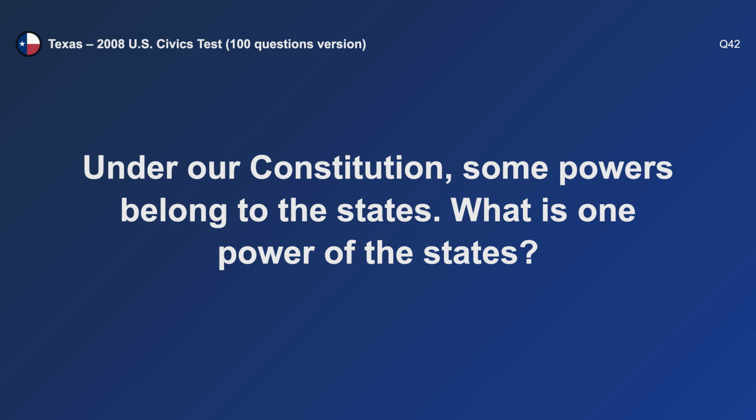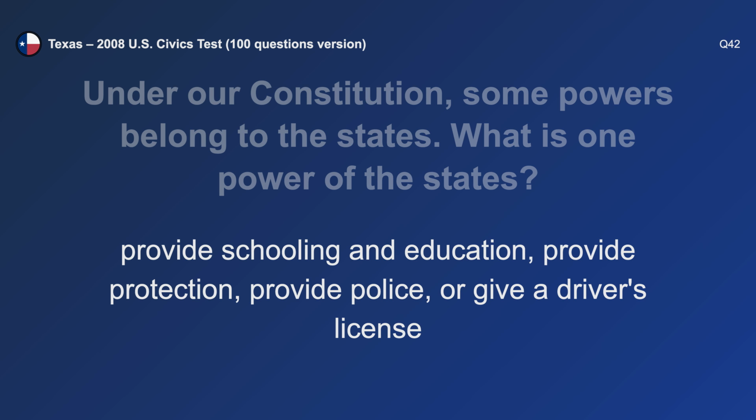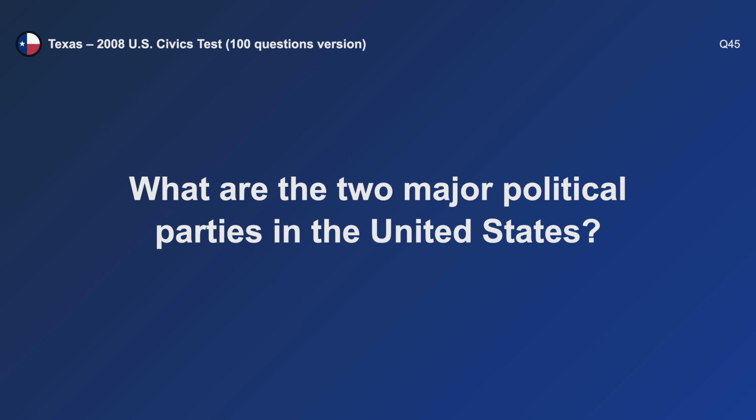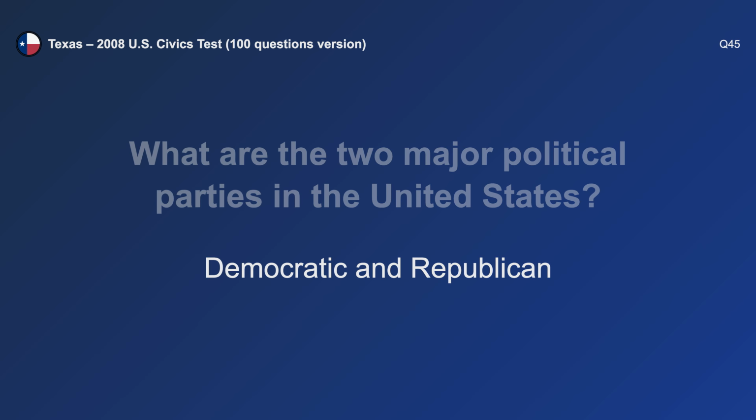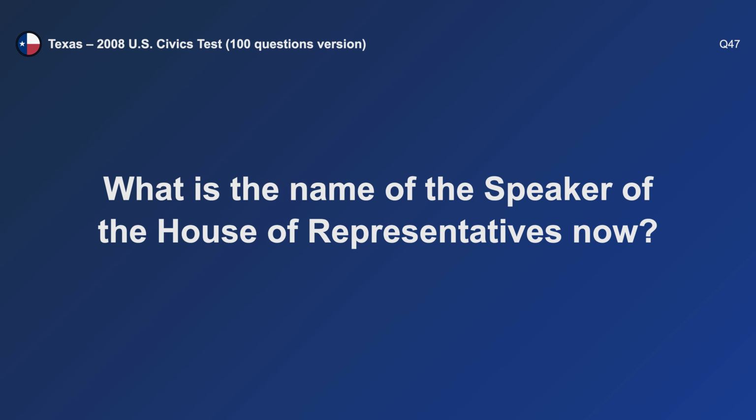Under our Constitution, some powers belong to the states. What is one power of the states? Give a driver's license. What are the two major political parties in the United States? Democratic and Republican. What is the political party of the president now? Republican.